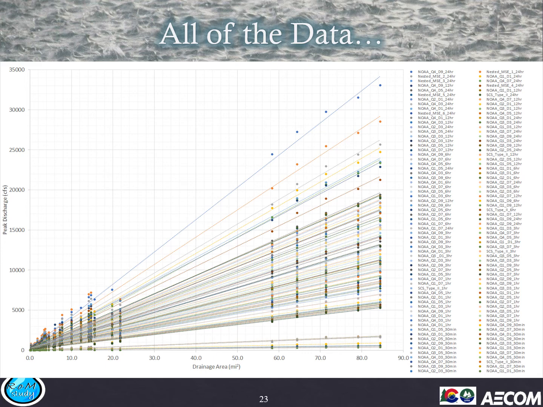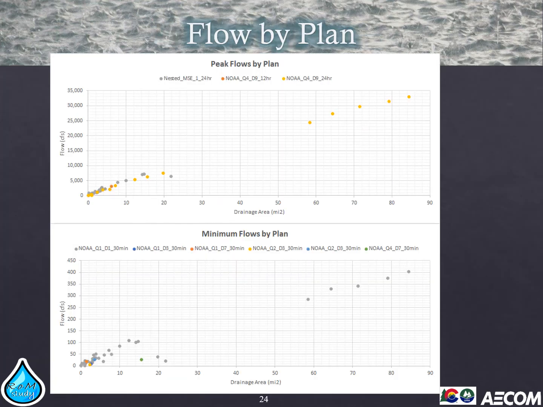So there are distributions and durations shown on this plot that would be totally unreasonable for this study area, such as a NOAA Q4D9. We would never see that in Teller County. Or a 30-minute storm duration for an 85 square mile drainage area would be completely unreasonable. But all the data is shown here simply for illustrative purposes, so you can see between 1,000 CFS all the way up to 35,000 CFS for the larger drainage area based on what you choose.